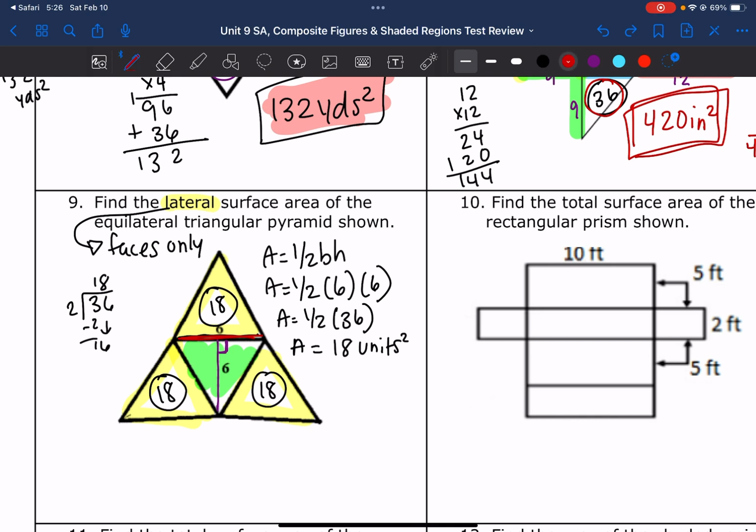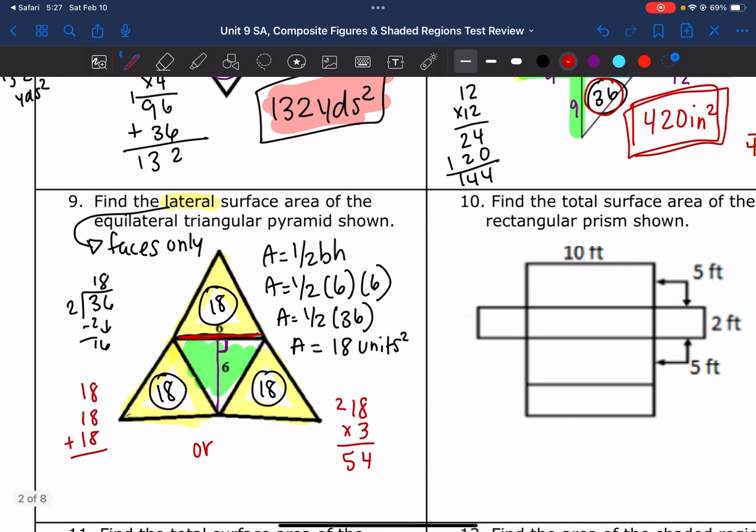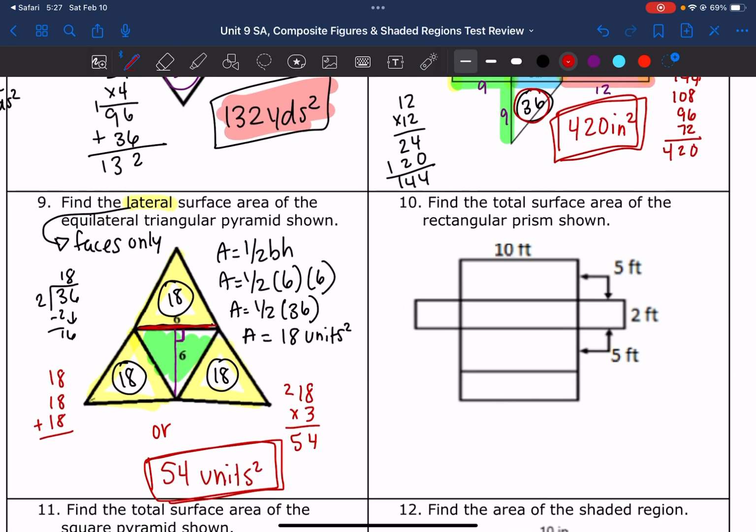Let me do this in red. I can do 18 plus 18 plus 18, or I can do 18 times 3. 8 times 3 is 24. 3 times 1 is 3, 4, 5. So we would have 54 units squared. That would be our final answer. If you add it, you're going to get the same answer. I would just multiply. Pause if you need to, and then go to number 10.